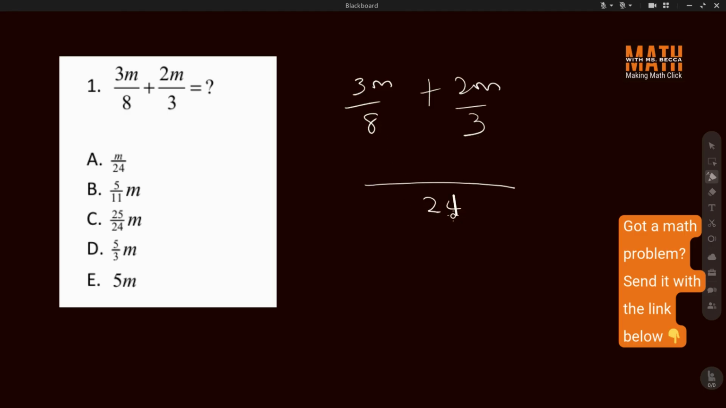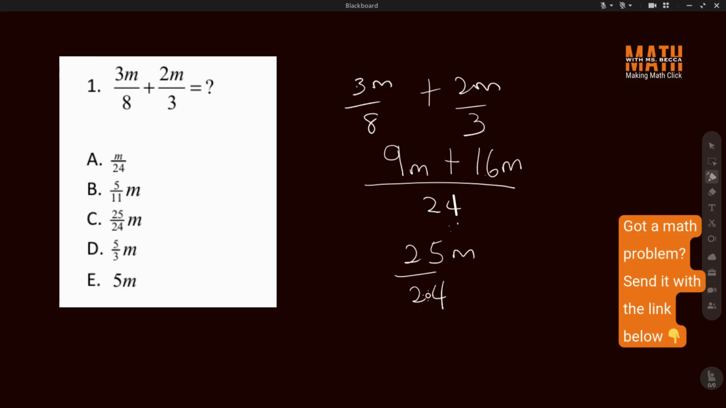So 8 will go in 24 three times. So we say 3 times this numerator 3, that will be 9. So this will give 9m. Then plus, 3 will go in 24 8 times, and 8 times 2 is 16. So this will be 16m. So 9m plus 16m will be 25m over 24.